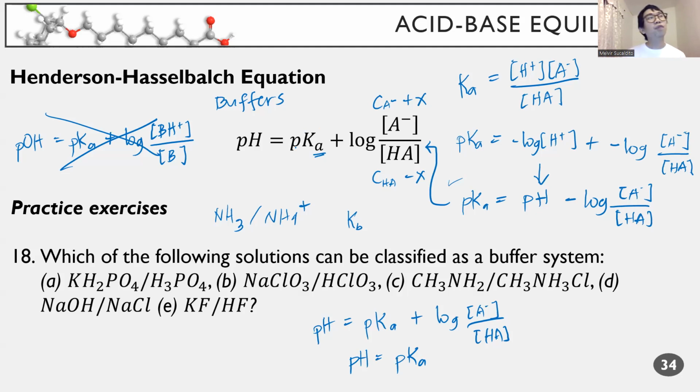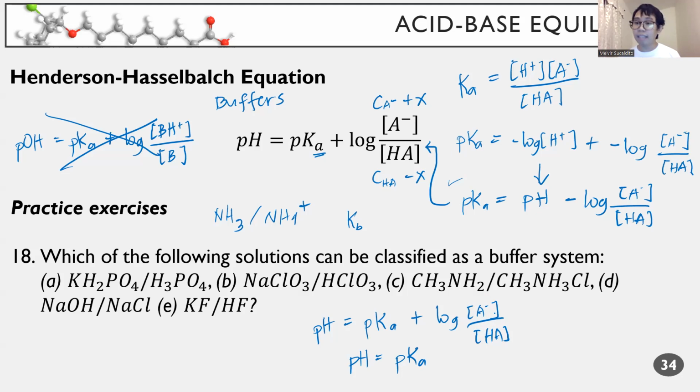Now, for a buffered system in which A minus is 10 times greater than the HA concentration, then we get a logarithm of 10.